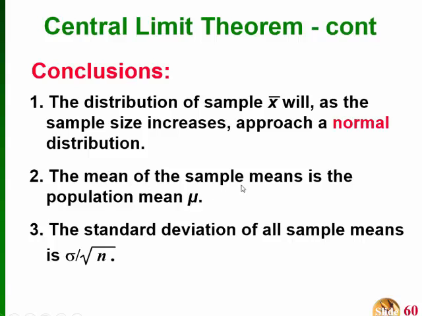The mean of the sample means is going to be the same as the population mean, and that's going to be mu. Now the standard deviation of the sample means is not going to be the same as the original standard deviation of the population, but instead it's going to be the standard deviation of the population divided by the square root of the sample size.